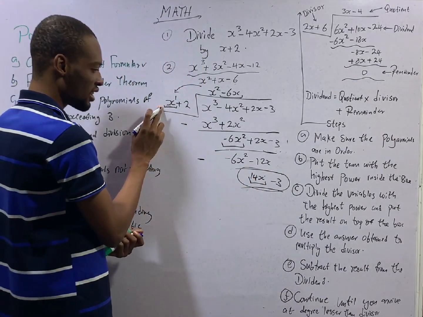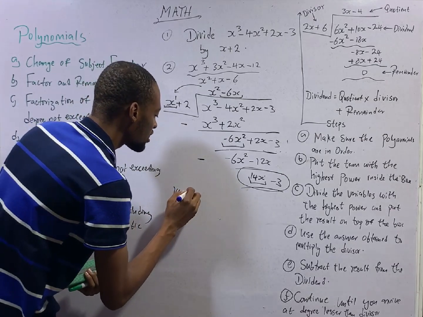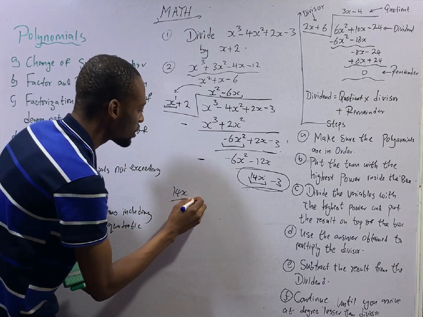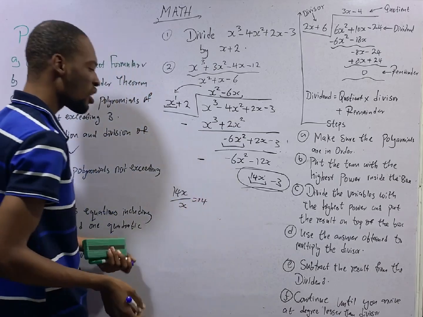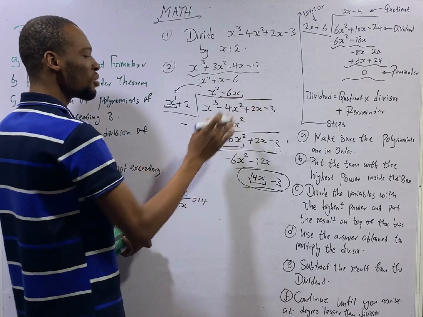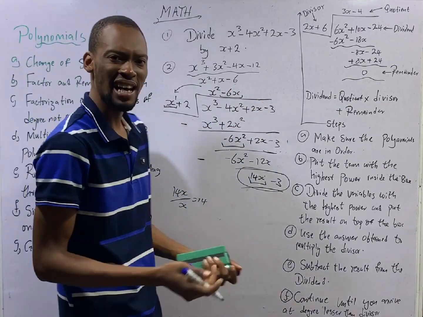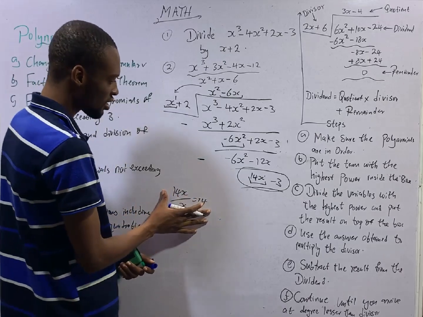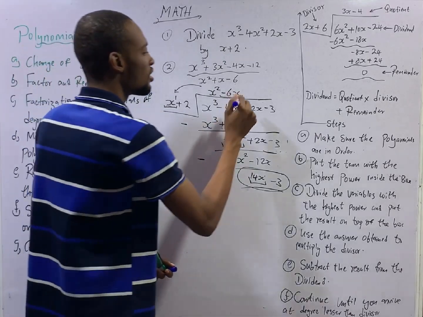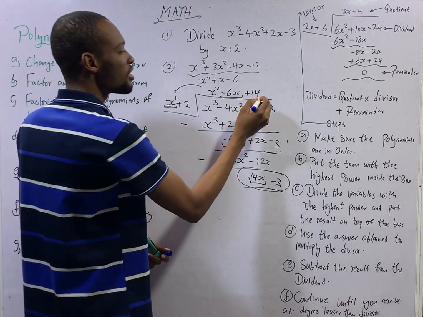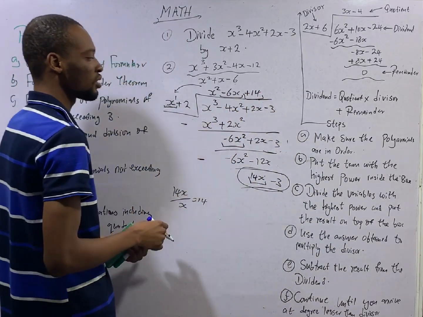Here, 14s, here is s. 14s divided by s will give you 14. Most times, or all the time, once you have a constant in the quotient, it shows that that is your last step. Since we have gotten a constant here, 14 precisely, this will be our last step now. This is the new quotient.